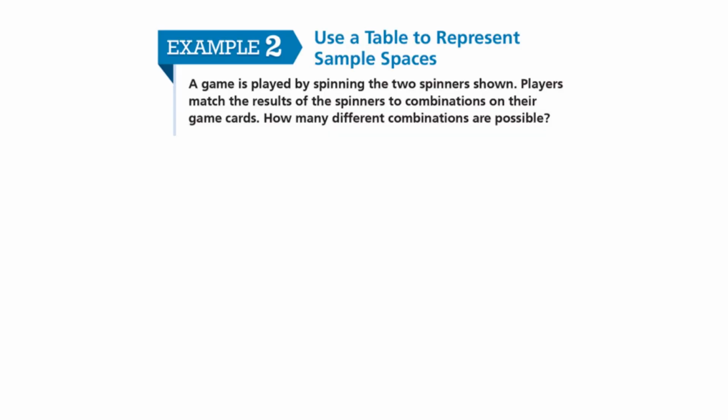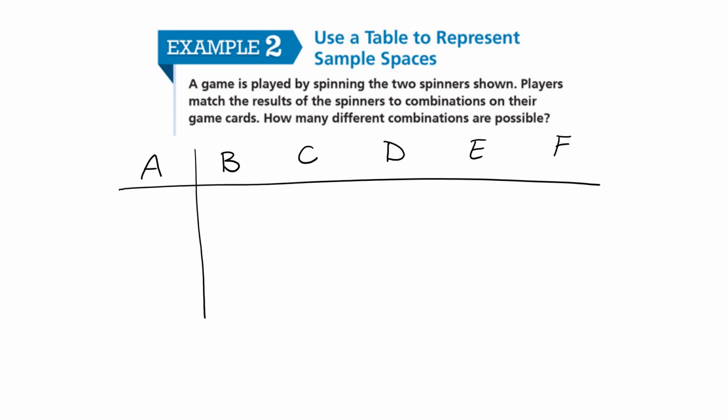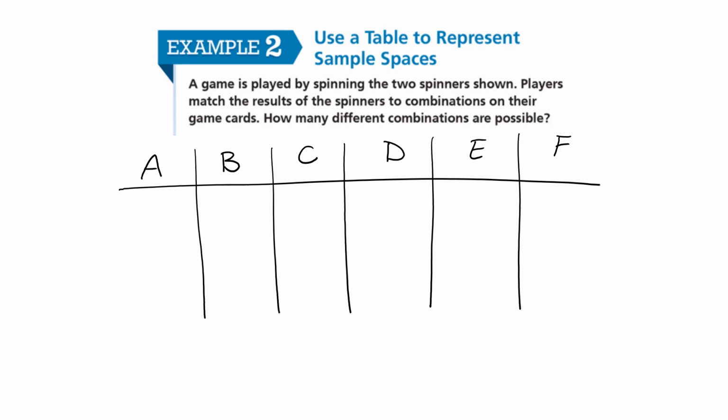In example number 2, it says a game is played by spinning the 2 spinners shown. Players match the results of the spinners to the combinations on their game cards. How many different combinations are possible? So instead of a tree diagram, another representation would be to make a table. If you look at the red spinner, it lists out letters A, B, C, D, E, and F. And if you look at the blue spinner, it lists out numbers 1, 2, 3, 4, 5, and 6.